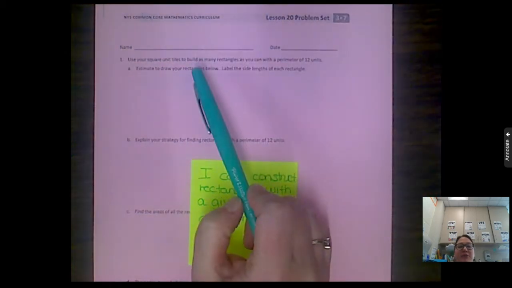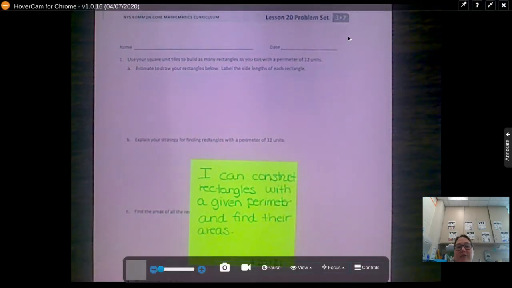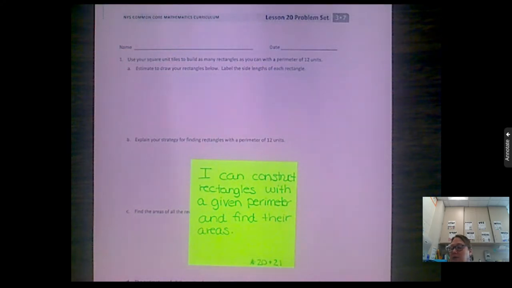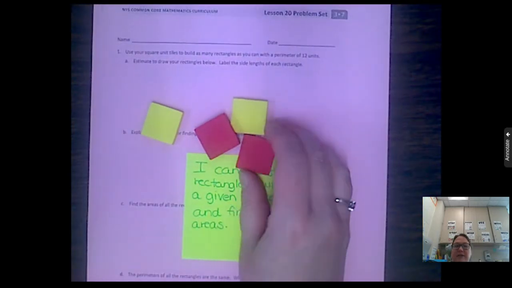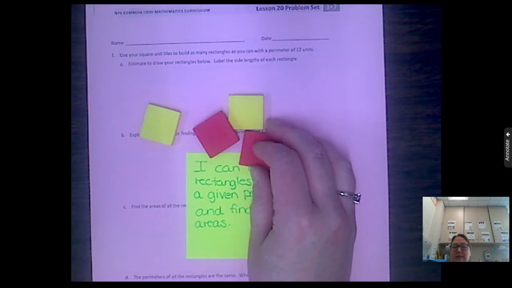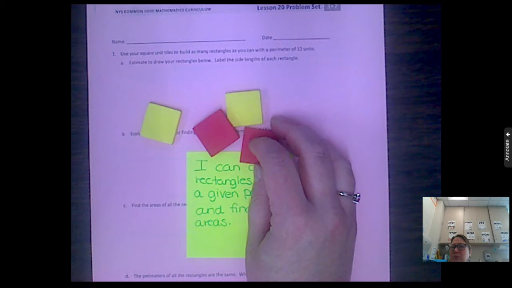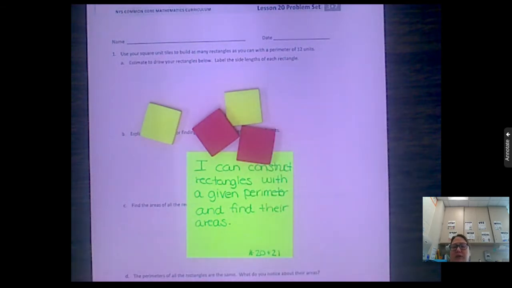The directions say to use your square unit tiles to build as many rectangles as you can with a perimeter of 12. So it definitely would be good to have your tiles with you today. Whether they are foam tiles, the colored tiles, plastic or paper cutout ones, those would definitely be handy to have with you today. Worst case scenario, watch, but I really want you to be working with them if you have them, because it helps to get that math cemented in our brains so much better.